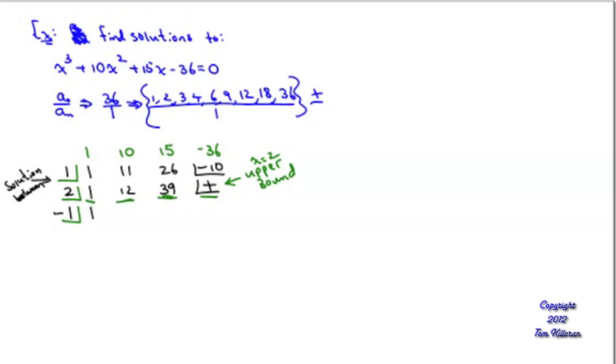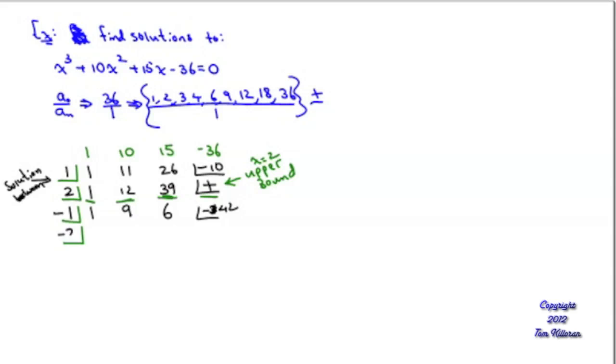So drop the 1. Negative 1 times 1, negative 1. Negative 1 plus 10, 9. Negative 1 times 9, negative 9 plus 15, positive 6. Negative 1 times 6, negative 6 plus 36, 30... no, negative 6 plus negative 36, negative 42. It's negative. All right, so negative 1 didn't work, so we're going to try negative 2.